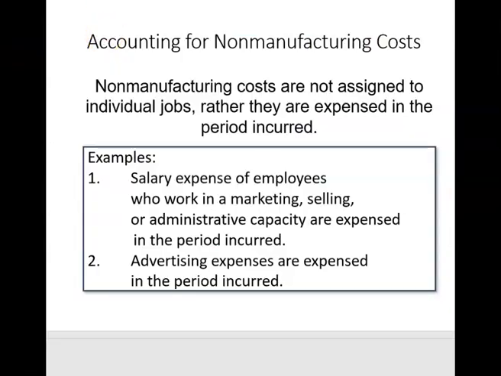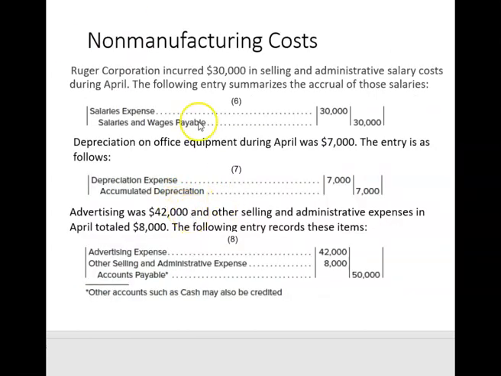So notice that so far we have not put anything to an expense, and that's because everything that we've incurred so far has been inside the plant. And everything inside the plant goes to an inventory account until we sell it. But we will have to account for these other non-manufacturing costs. So, for example, we'll have some salary expense for people who are working in marketing, selling, or administrative capacity. We may have some advertising expense, etc. So let's do these examples.